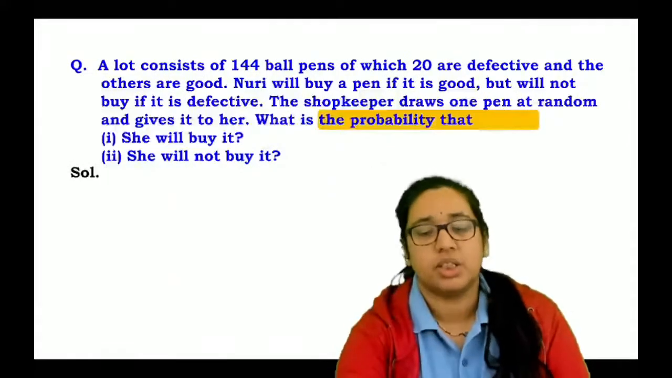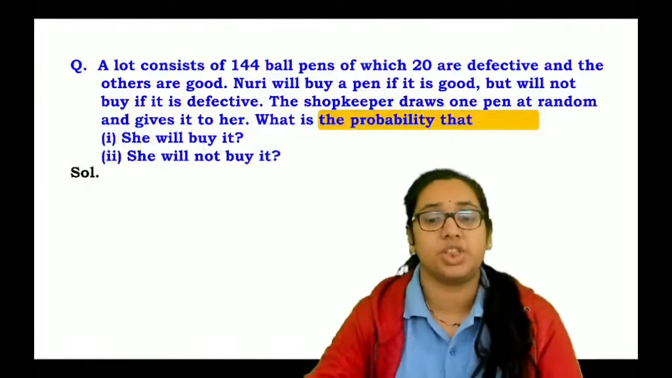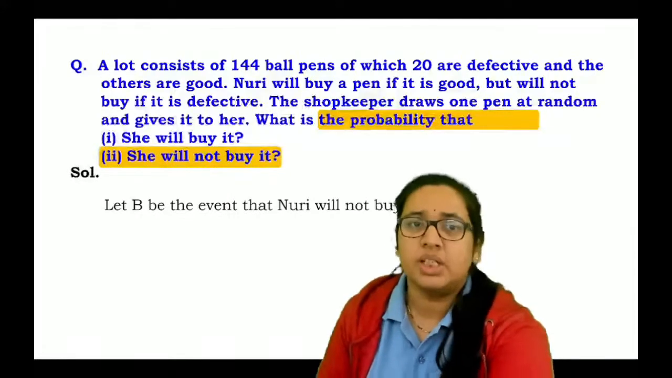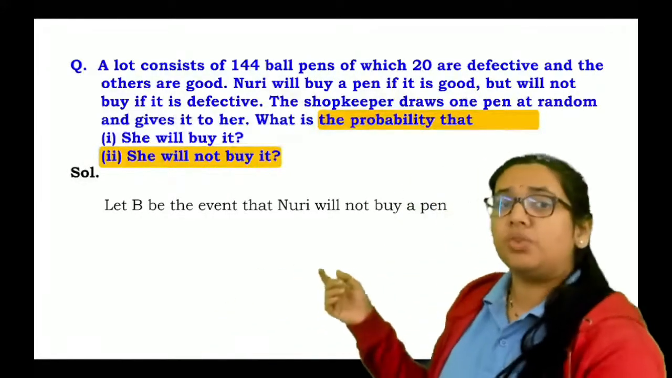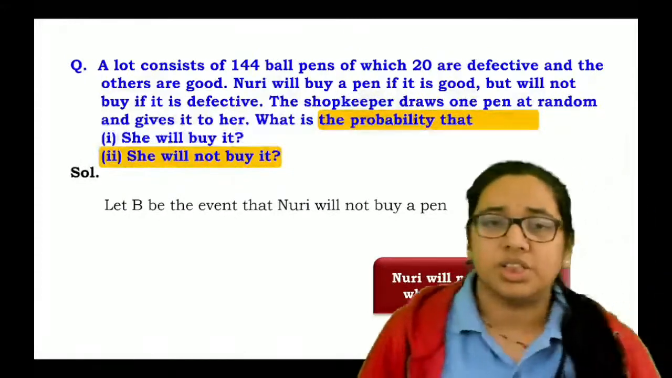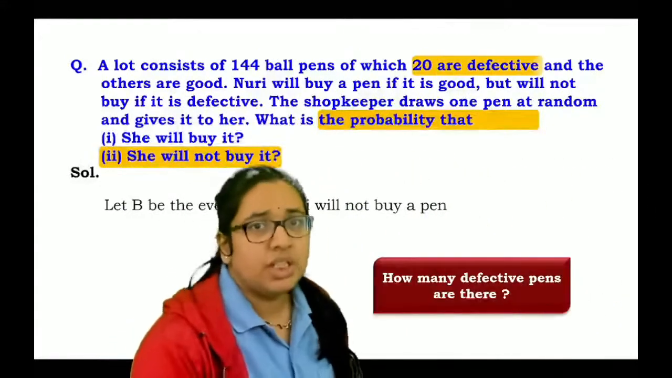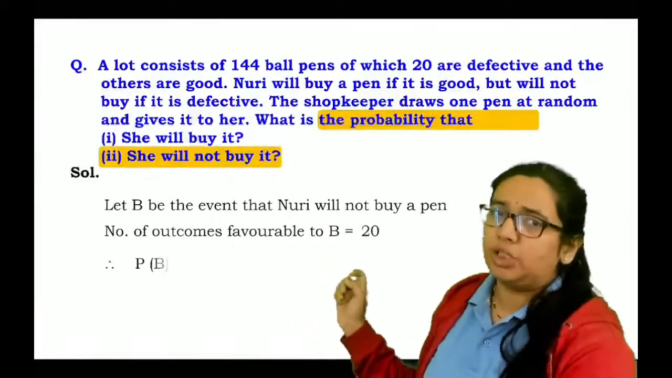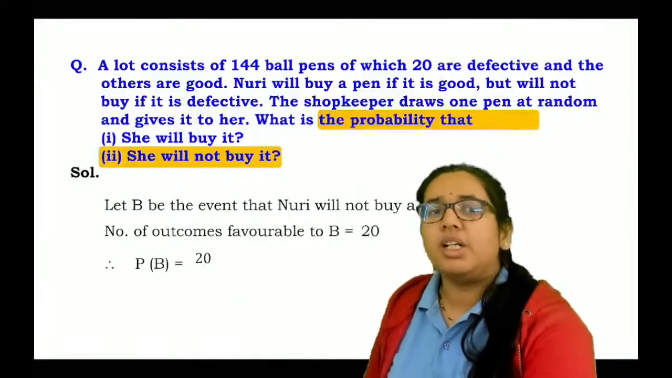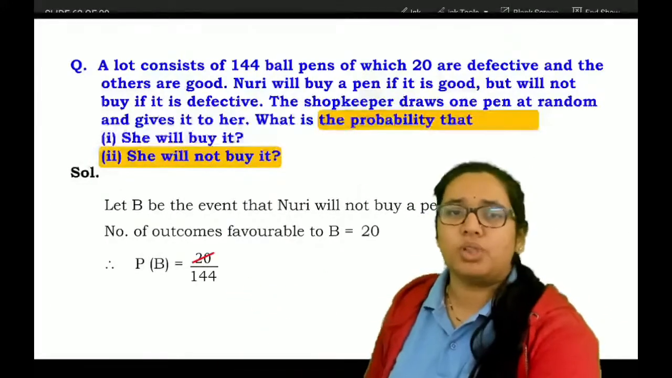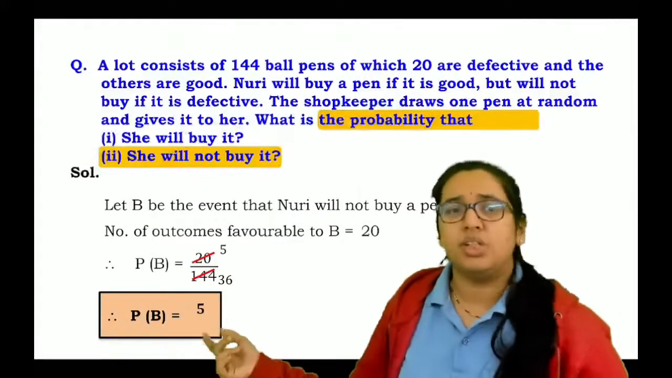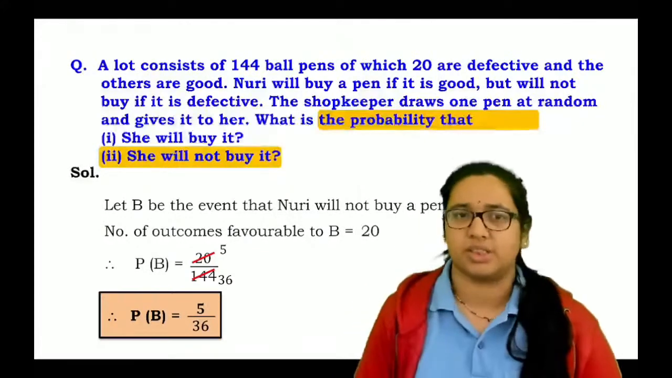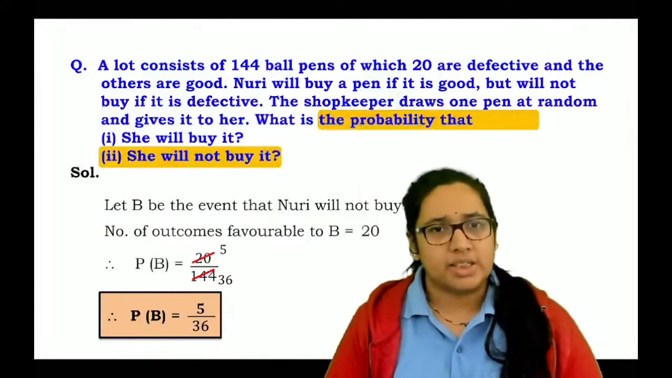Okay, done. The next part is that we have to find the probability that she will not buy it. We know that these two events are complementary events. So let B be the event that Nuri will not buy a pen, because it is a defective one. We know that there are total 20 defective pens. Hence, the number of outcomes favorable to B will be 20. Therefore, probability is given as 20 upon 144. After simplifying this, you will get the probability of B, the required probability, equals 5 upon 36. Done? Getting this one?